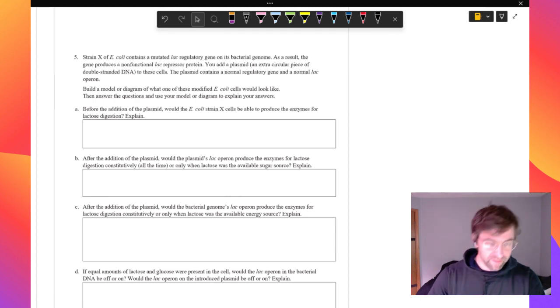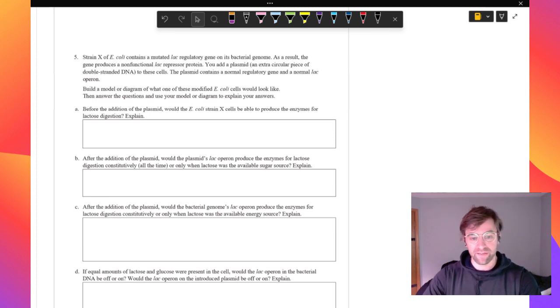Question 5. Strain X of E. coli contains a mutated lac regulatory gene on its bacterial genome, and as a result, the gene produces a non-functional lac repressor protein. You add a plasmid, which is an extrachromosomal piece of double-stranded DNA, to these cells. The plasmid contains a normal regulatory gene and a normal lac operon. Build a model or a diagram of what one of these modified E. coli cells would look like. Then answer the question and use your model or diagram to explain your answer.